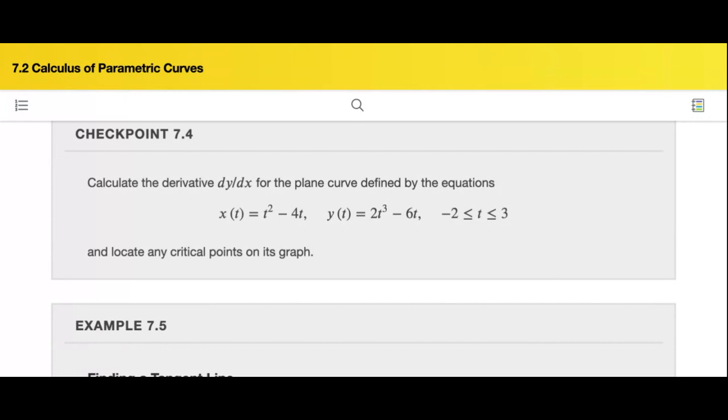So we take a derivative of x in terms of t. Take a derivative of y in terms of t.